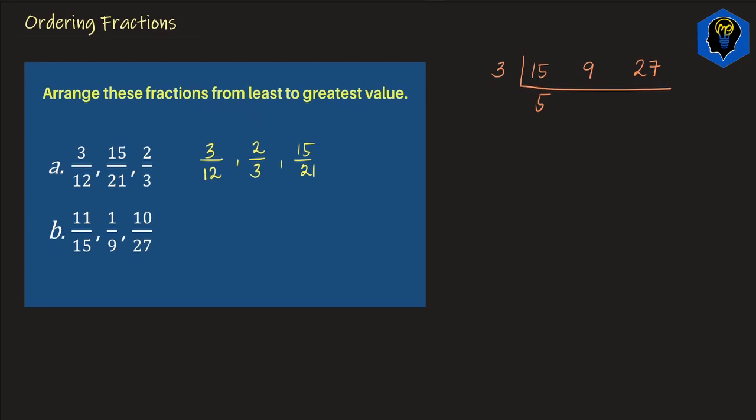15 divided by 3 is 5. 9 divided by 3 is 3. And 27 divided by 3 is 9. So ito, wala na. Wala na tong common factors, no? 1 na lang. So the LCD here is 3 times 5 times 3 times 9.